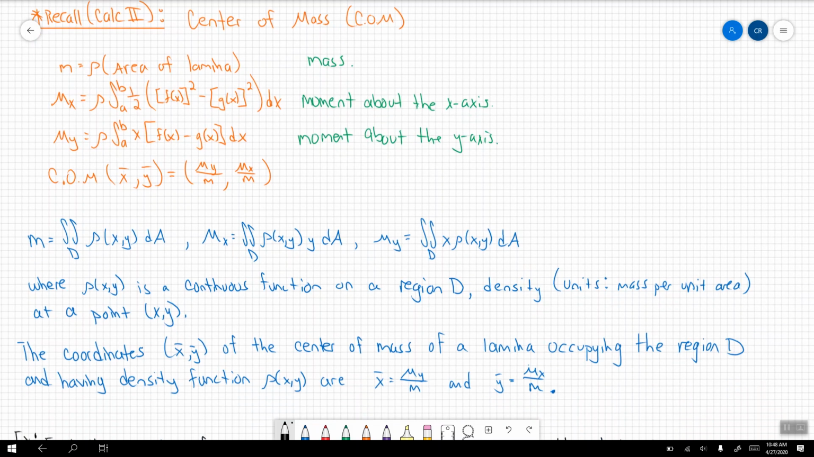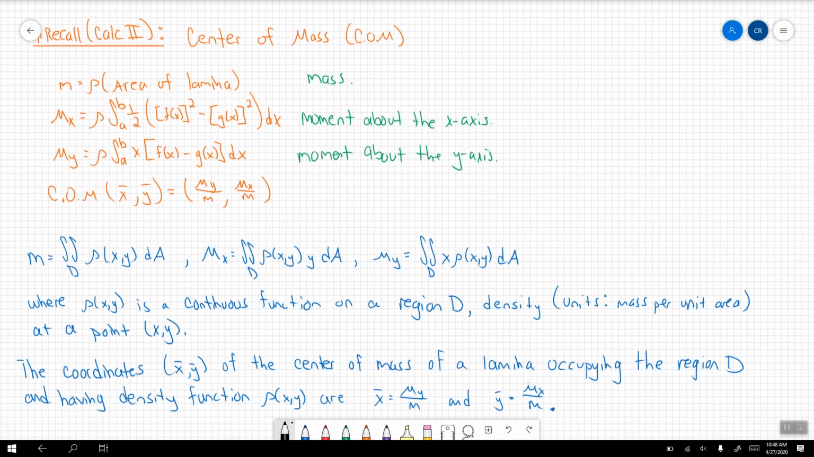All right, so let's move on down to what we are going to need for this particular section, the new items. We're still going to be defining mass in the exact same way. Back in Calc 2, when we defined mass, we just said it was the density of the object multiplied by the area making up that lamina. Now in this section in Calc 3, we're going to consider the density not just to be a constant density, but a continuous density. That way we can model it by some sort of function for this piece of lamina.